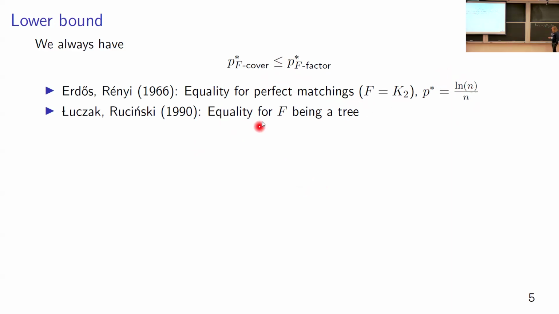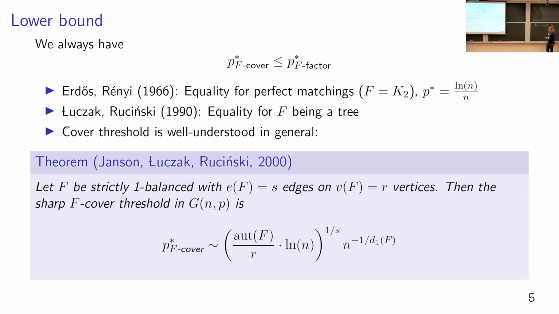Ruciński and Kahn later showed that if F is a tree, then you also have equality. And it's maybe more interesting because trees are not strictly one-balanced. And it turns out that indeed this cover threshold has been completely solved. So the full theorem actually contains more than this, but we only need this case, and it matches with our threshold, of course, which is the idea, and this gives us the lower bound.